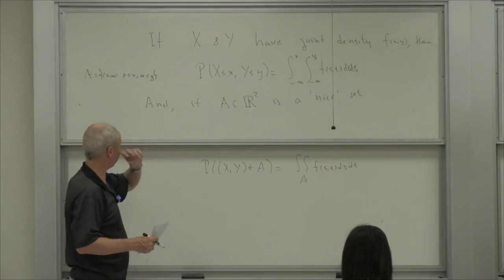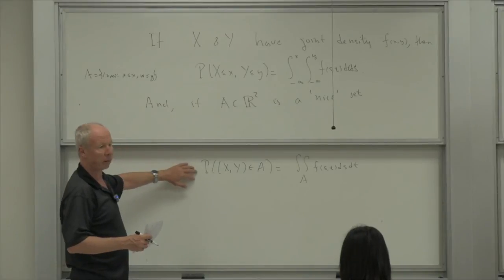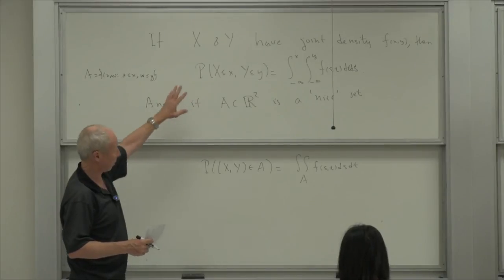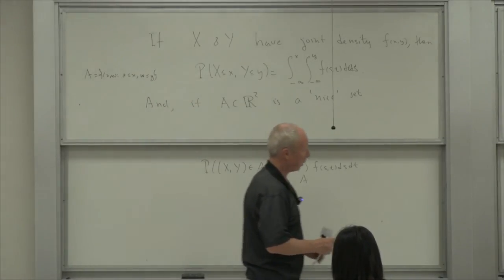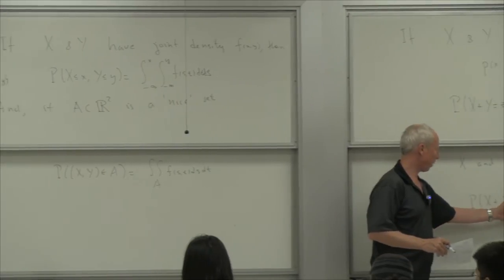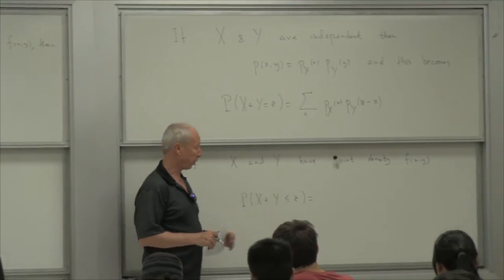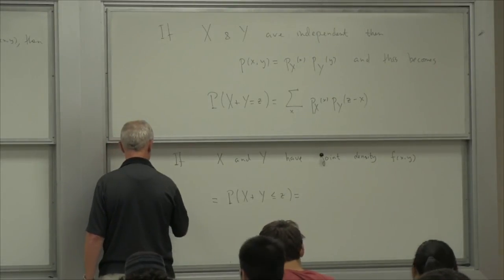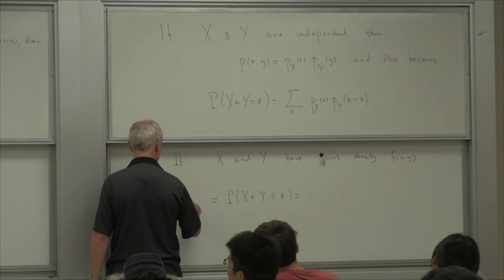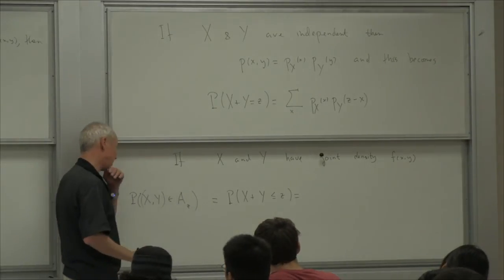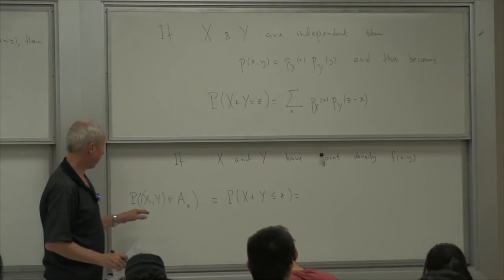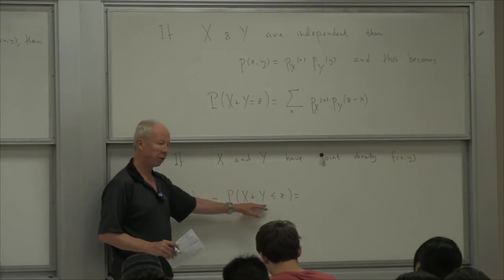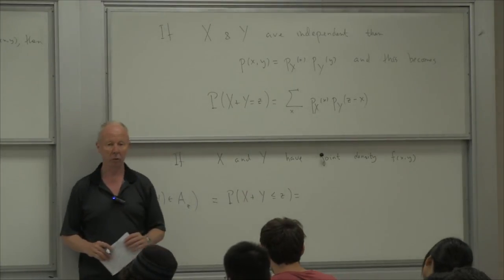And you can do this by approximating A by rectangles, unions of rectangles, and using this definition here. So to compute the probability that X plus Y is less than or equal to Z, we have to try to express this as the probability that (X, Y) is in some set A. And let me put a Z here to indicate it has to depend on Z somehow. So we have to figure out what's the set A sub Z that describes the pairs of points in the plane whose sum is less than or equal to Z.